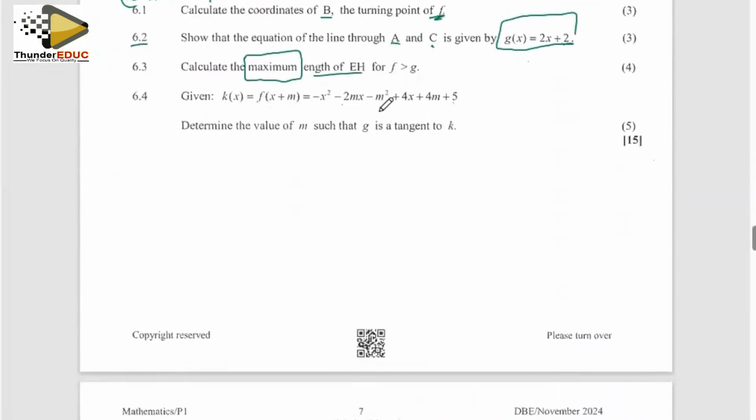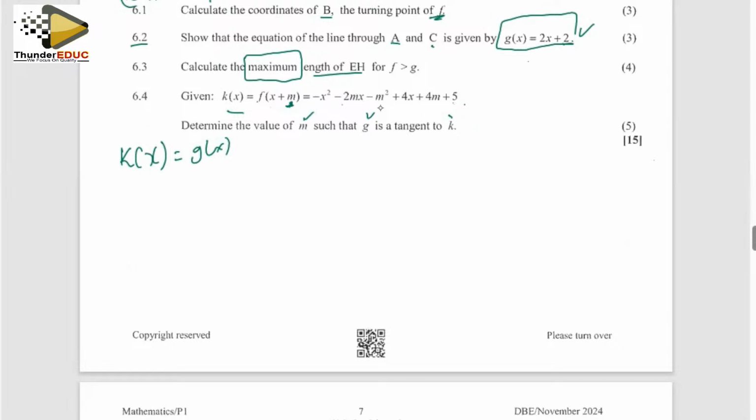Then 6.4, it's telling us that we are given Q of x being f of x plus m, so this m represents a transformation or a translation. We are moving the graph m units, is equal to this whole thing. Determine the value of m such that g is a tangent. One thing we know about any graph and a tangent is that they must meet at one point. So the equation of g is not changing. So what I'm going to do is get this whole expression, say k of x must equal g of x, and use my nature of roots.